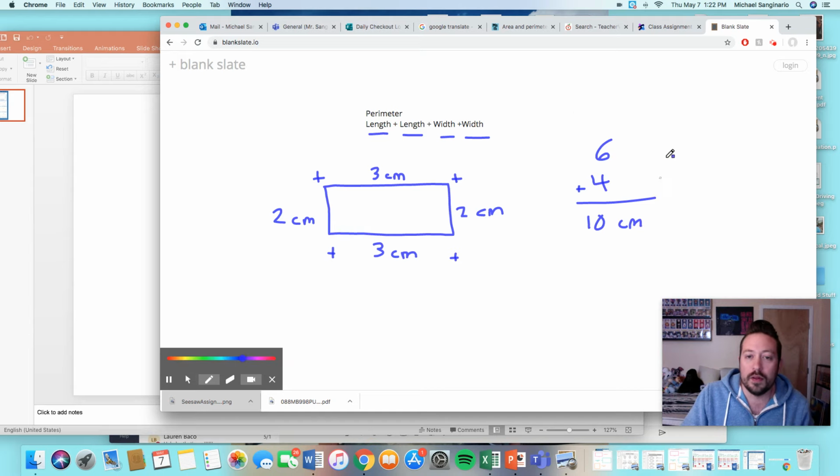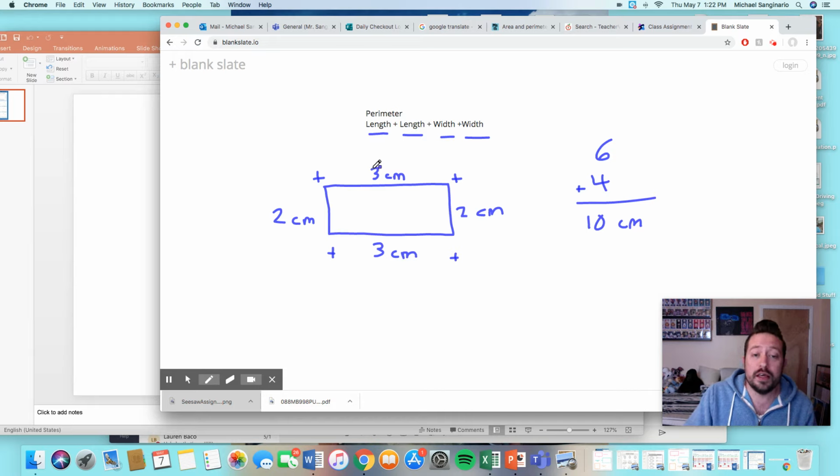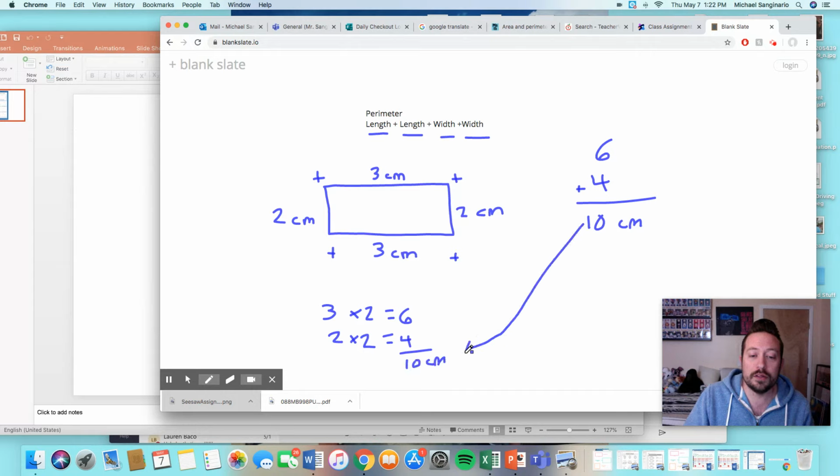Okay, so that is how you can do it. You could also, if you really wanted to, take each number and multiply it by 2 and then add your answers. So for example, if I did it that way, I would do 3 times 2, which equals 6, and 2 times 2, which equals 4, and you add them up and you get 10. So you get the same answer, as you can see, but I just did it a different way.